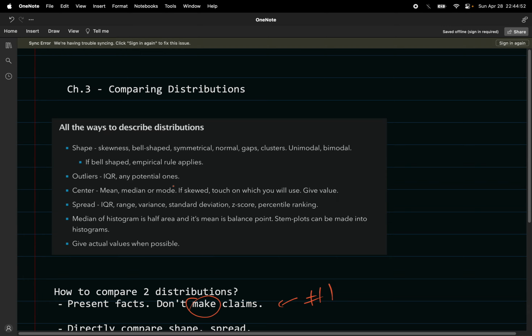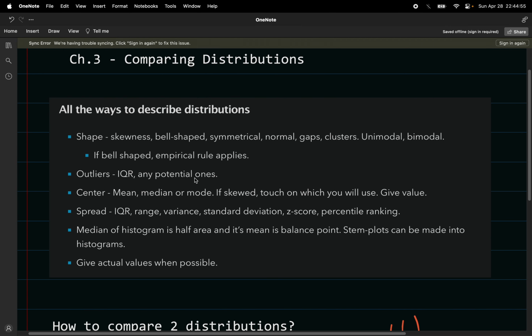Well, let's go back to this diagram here. If you watched the last video, I put this in text in the description of the last video. But anyway, what do you want to compare? You want to compare shape. Is it right skewed, left skewed, symmetrical, normal? Are there clusters? Is it bimodal? Usually they're not bell-shaped, surprisingly enough, for comparing distributions. If they were bell-shaped, they wouldn't be testing your ability to compare different points, because for bell-shaped distributions, a lot of the points become the same.